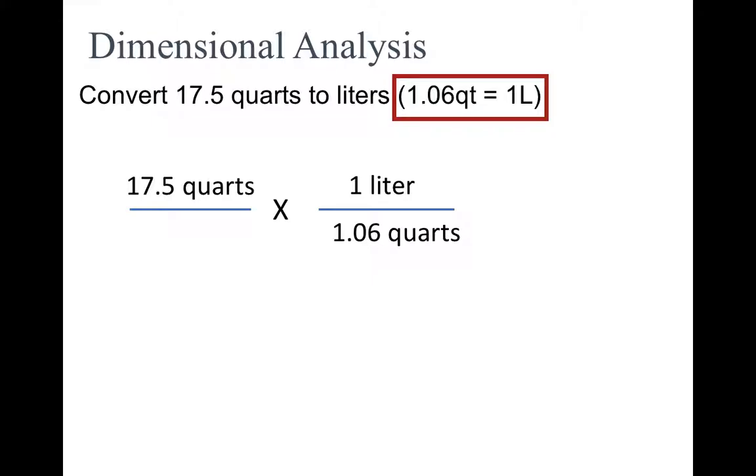Now for this problem, I'm going to stop here with dimensional analysis because when I read the question, it says 17.5 quarts to liters. And liters is my destination, my expected or desired unit. And if you see in the top corner, I have liters, so I can stop there. I'm going to cancel out quarts because there's one at the top and one at the bottom, and when you divide something by itself, it cancels out. So that leaves me only with liters as my unit. And if I multiply 17.5 times 1 divided by 1.06, it turns out 17.5 quarts is the same as 16.5 liters.